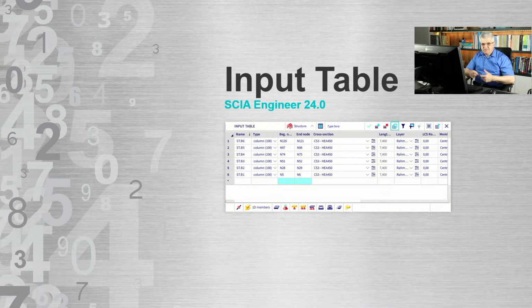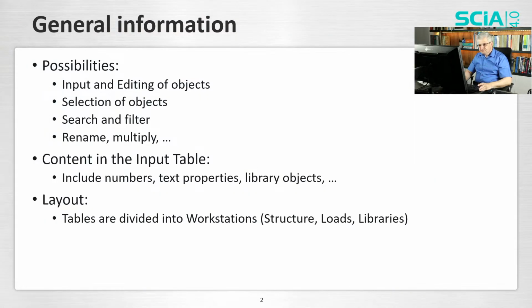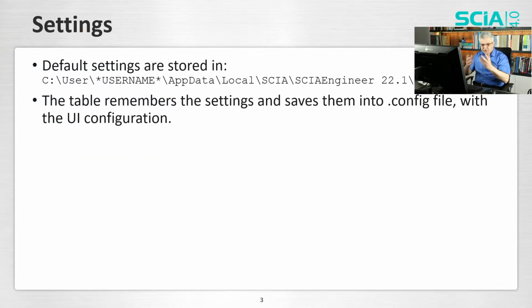So you can input the values, you can change the values, you can make selection, you can filter the structure, and you can export this table, for example, to engineering report, but also to Excel, and reimport back to SCIA Engineer. So I have prepared a lot of smaller topics, and we go through all of these things.